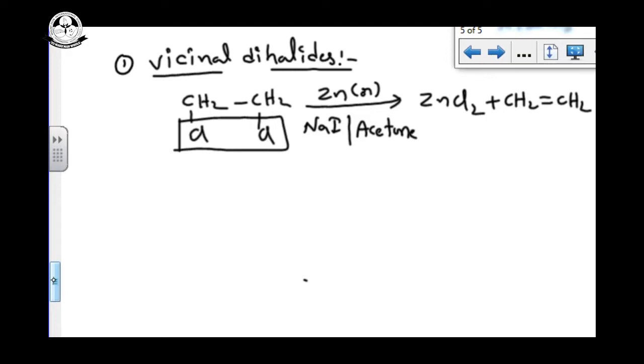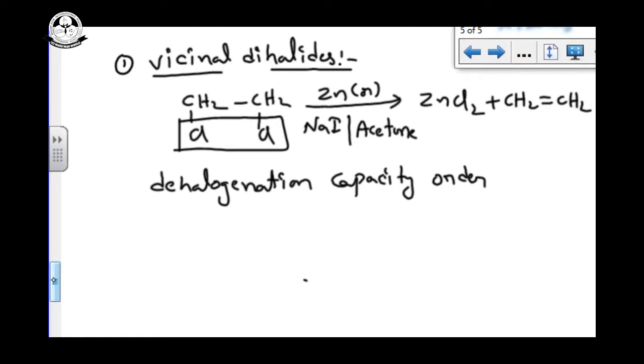See the dehalogenation capacity order. Which halogen goes very fast? Already we have seen iodine. I minus goes very fast, the best leaving group. Next Br minus, next Cl minus, and next F minus. Dehalogenation capacity will be like this.